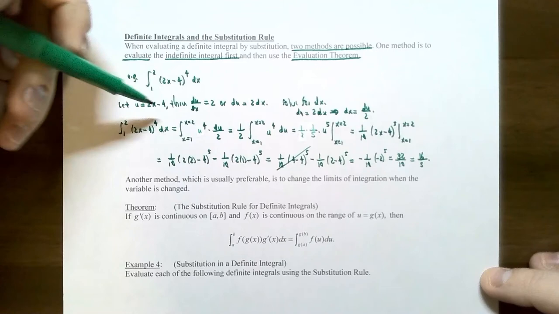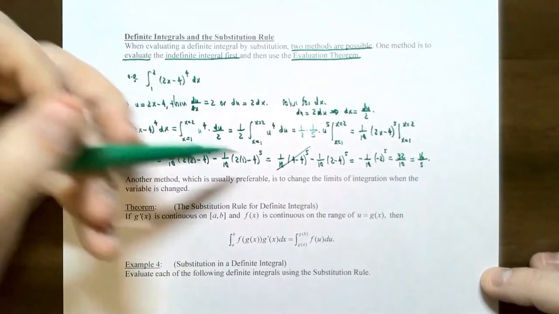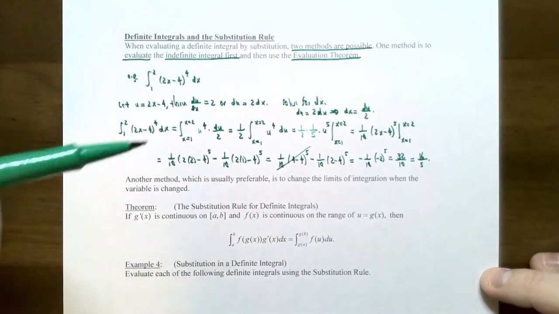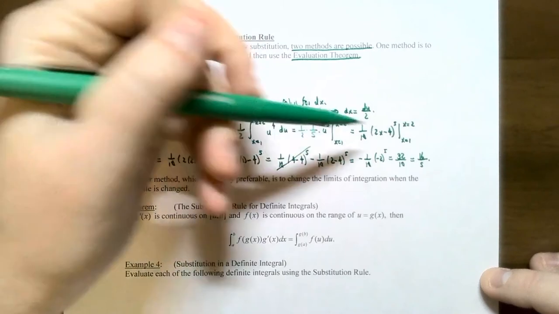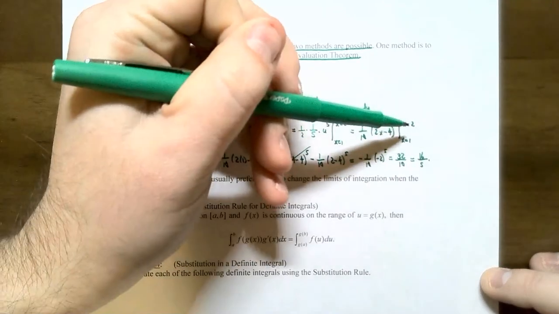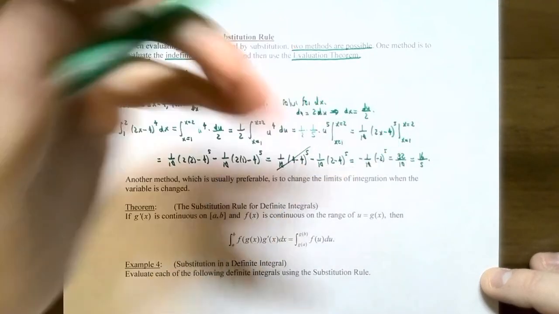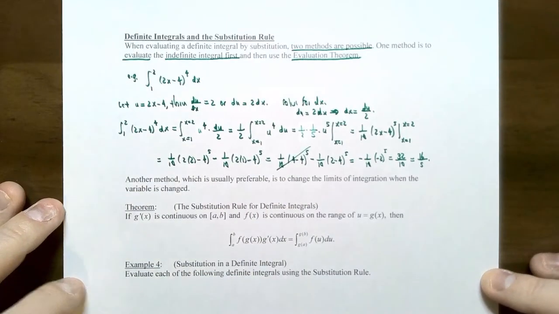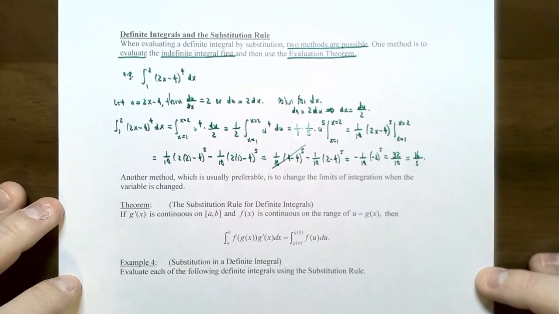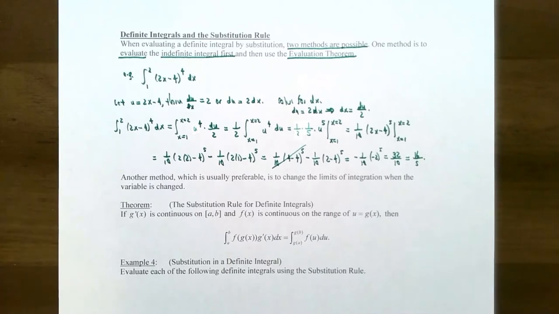We combine the substitution method and the evaluation theorem, but keep in mind, you need to replace the u back in terms of x's before you can substitute in x equals 2 and x equals 1, the limits of integration. So this is one method of combining the evaluation theorem and the substitution rule. This is the first method on using the substitution rule with definite integrals.